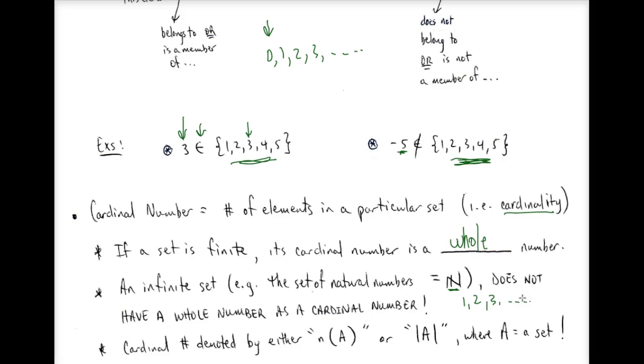It does not have a whole number as a cardinal number because, of course, there's an infinite amount of natural numbers that we can have.